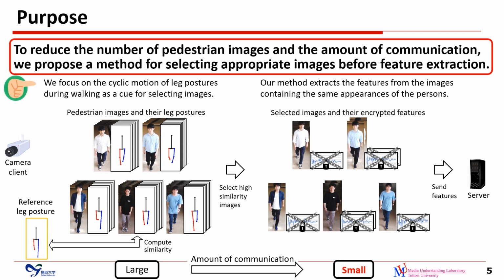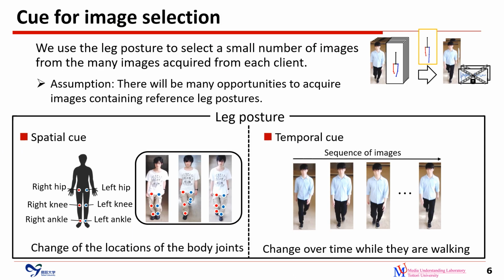We focus on the cyclic motion of leg postures during walking as a cue for selecting pedestrian images. We use a reference leg posture to compute similarity to pedestrian images. Our method extracts the features from the images containing the same appearances of the persons from the cameras. We use the leg posture to select a small number of images from the many images acquired from each client.